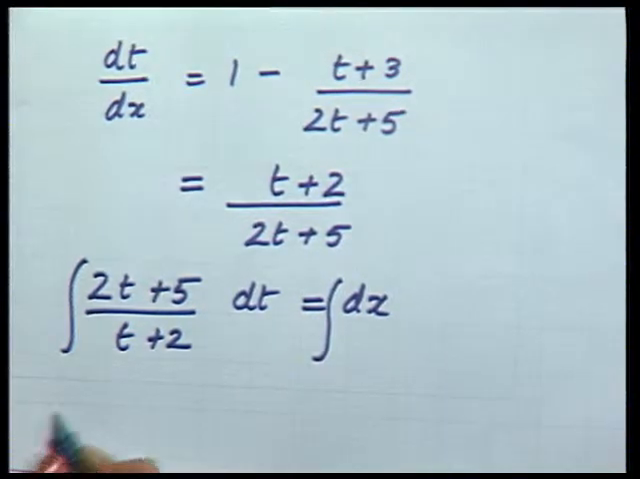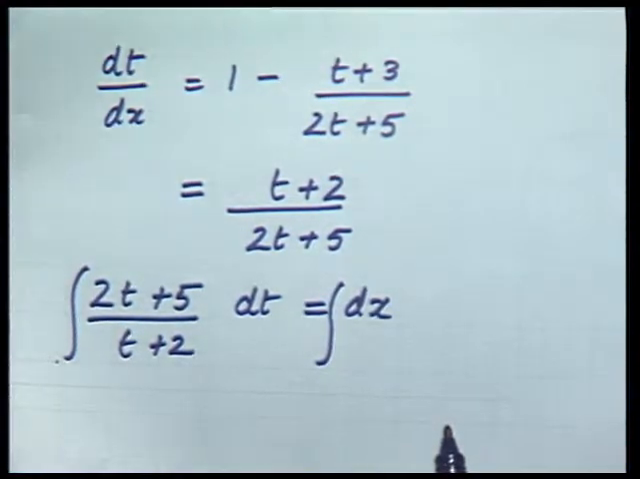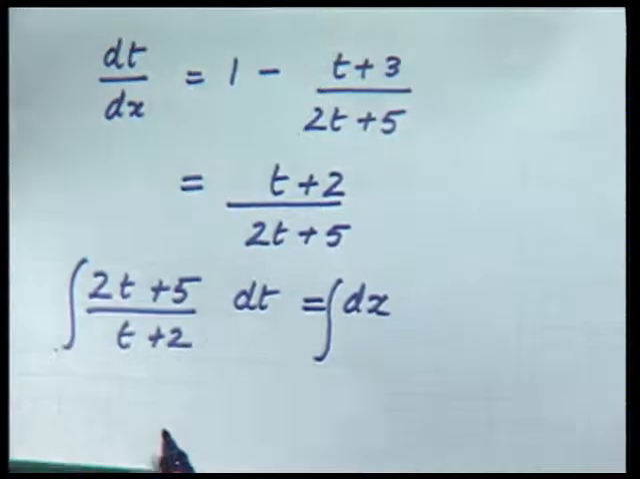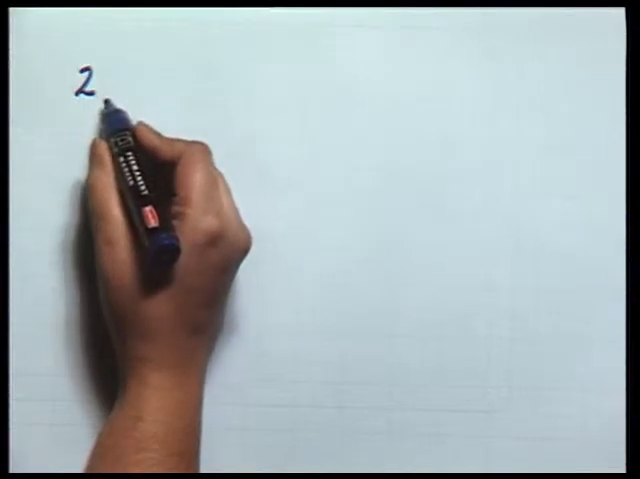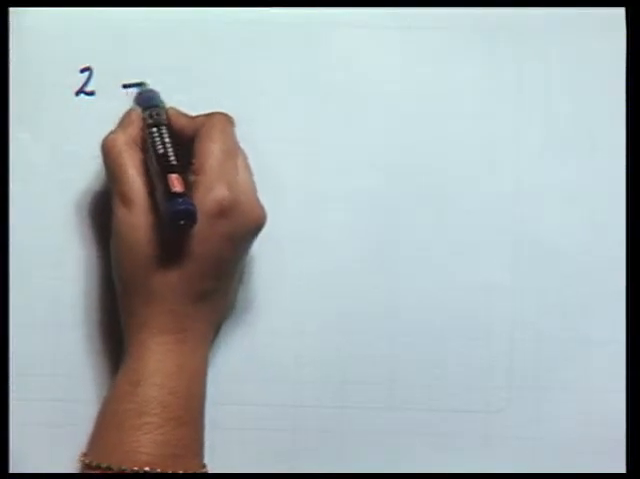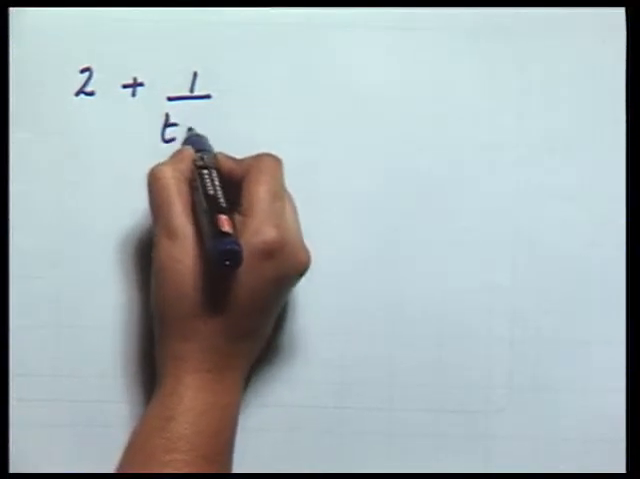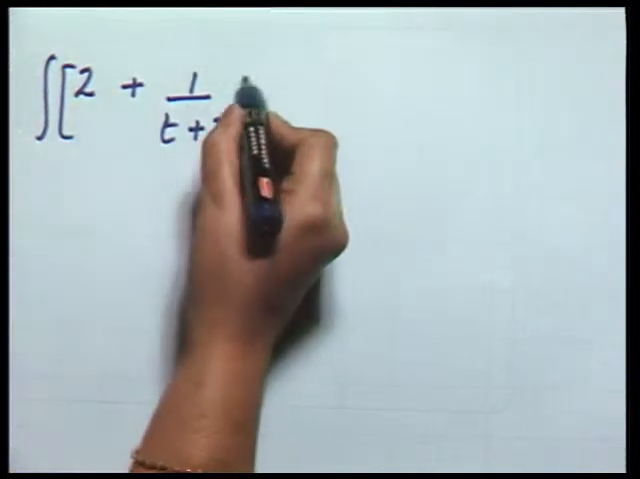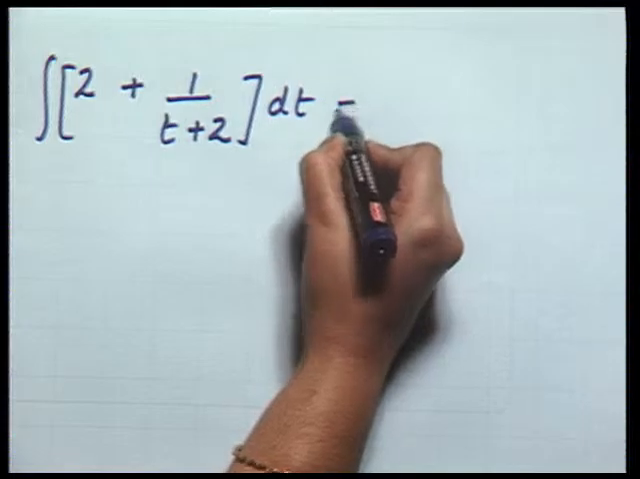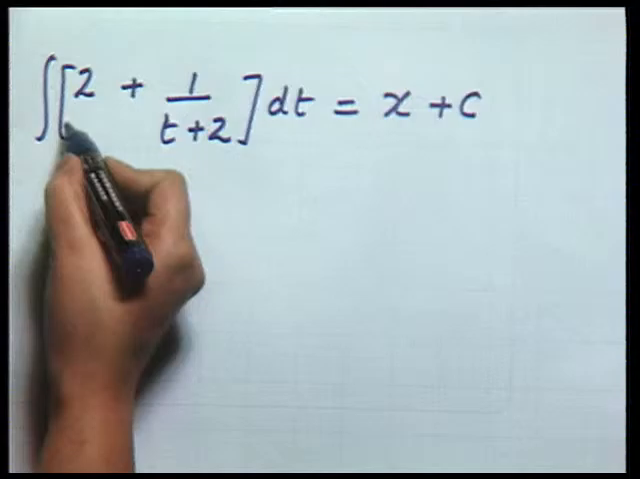Integration comes next, integrating left hand side with respect to t and right hand side with respect to x. To integrate the left hand side, what? We have to always learn and keep in mind, if the numerator's degree is same that of the denominator, then first divide. When you divide, you should get 2 plus 1 by t plus 2. Are we getting that? Right. So, this is what you have as the left hand side, and the right hand side is completely and directly written as x plus c.